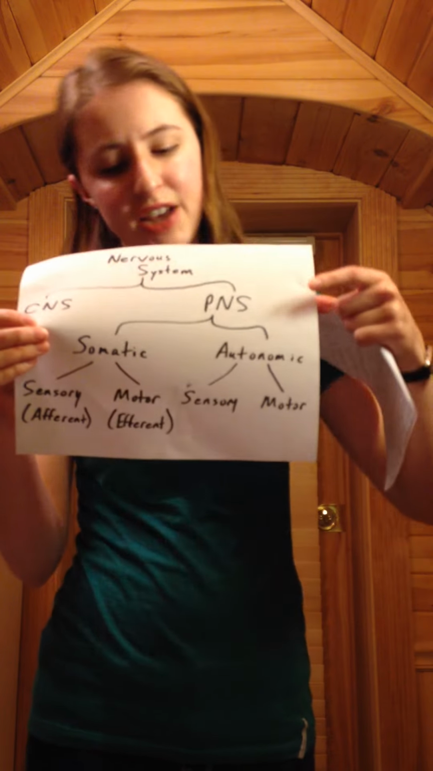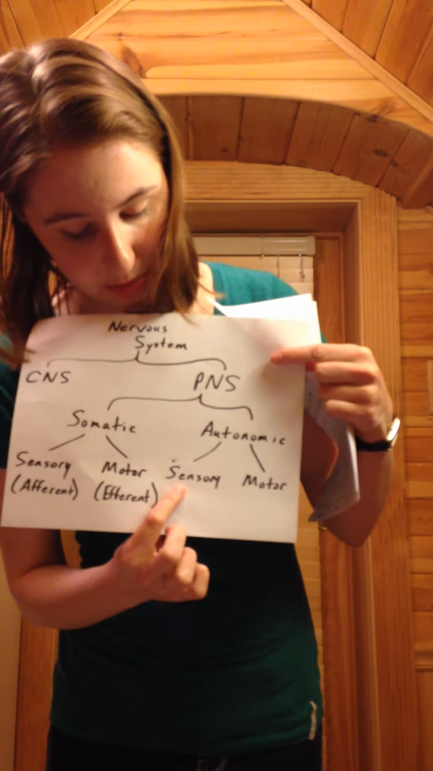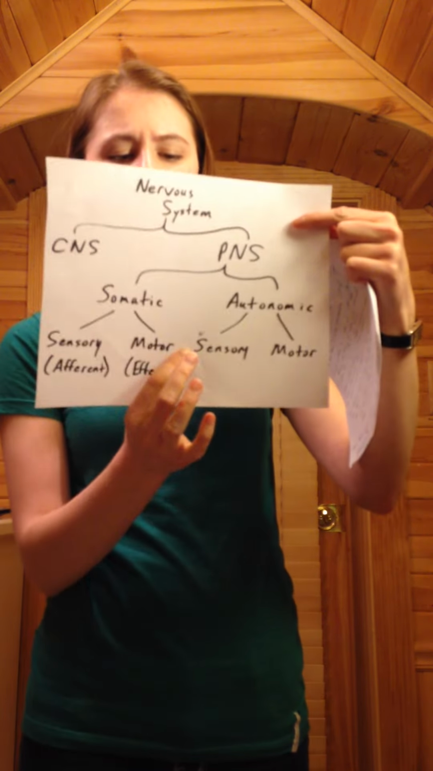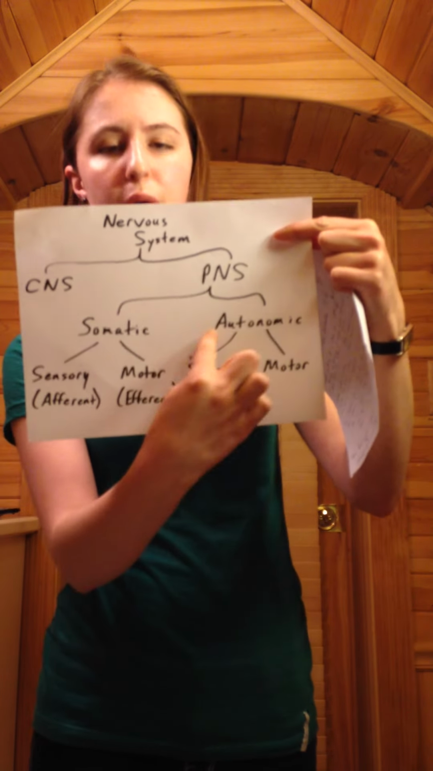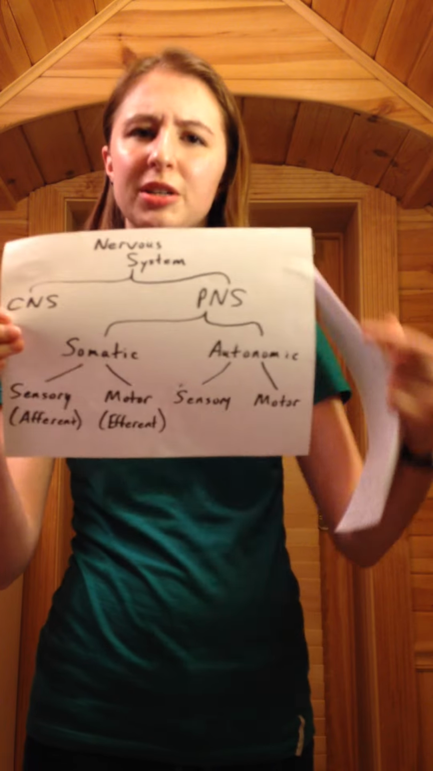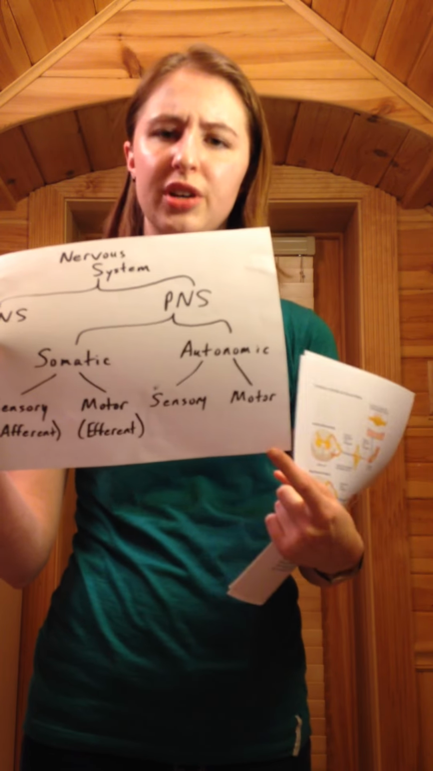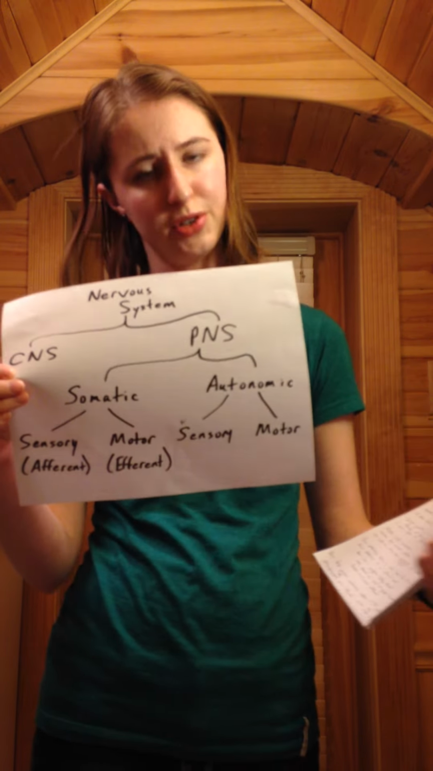And I think I have an asterisk by sensory here and autonomic because some people group sensory all by itself and then just have autonomic be motor. But I think it makes more sense if you put sensory and motor for each of these divisions. So, little review.